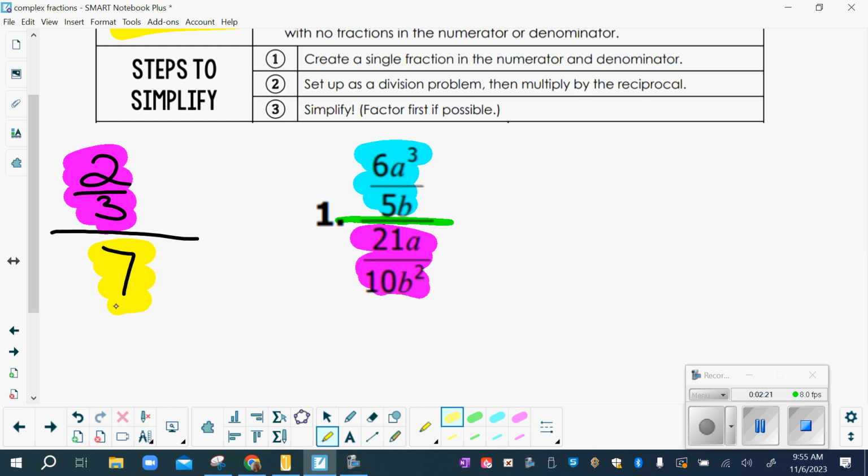In order to fix a complex fraction, we need a full fraction on the top and a full fraction on the bottom. Since that is not a fraction, can I turn 7 into a fraction really easily? Yeah, by putting it over what? Putting it over 1, right? So if you're thinking, what does she mean that you need a single fraction in the numerator, a single fraction in the denominator? That means I need 1 fraction on top, 1 fraction on bottom.